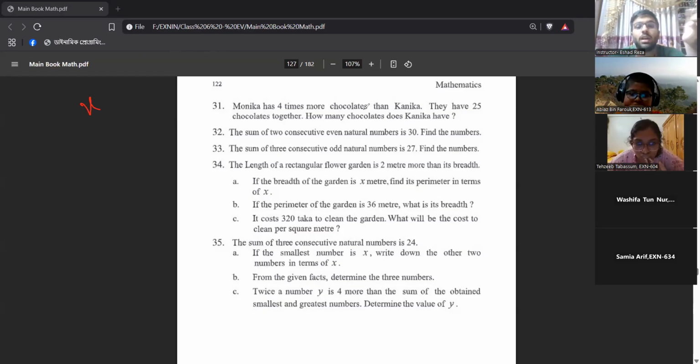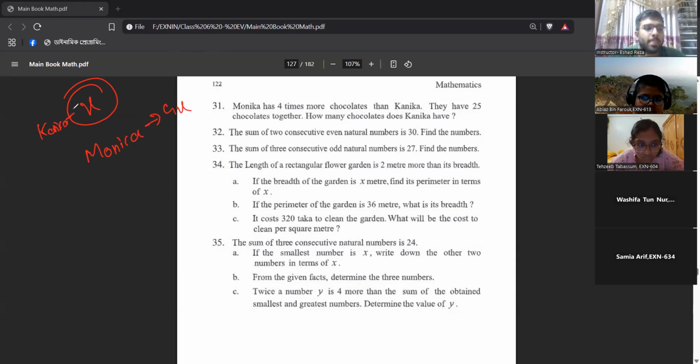And Monica has 4 times more chocolates than Kanika. So if Kanika has x, then how much does Monica have? 4x. And they're saying they have 25 chocolates together. So Kanika plus Monica is equal to 25. So 4x plus x is equal to 25. So 5x is equal to 20. And x is equal to 5.